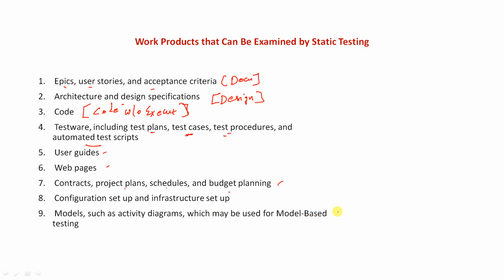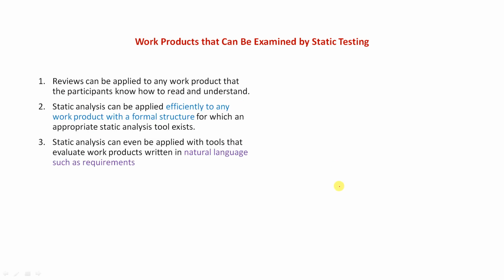So your basic example is a MATLAB model simulation. For that you don't want to simulate it, you don't want to execute it. You can just do a static testing by Simulink itself. So these are all the work products that can be examined by static testing. Only these nine. So you should remember. All right. Yeah. So this is not the other work products, just a kind of a summary.